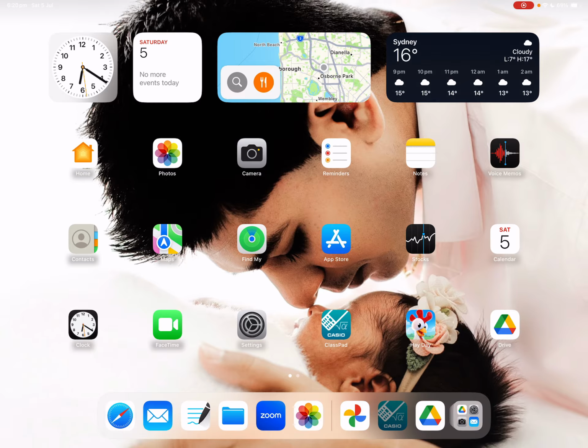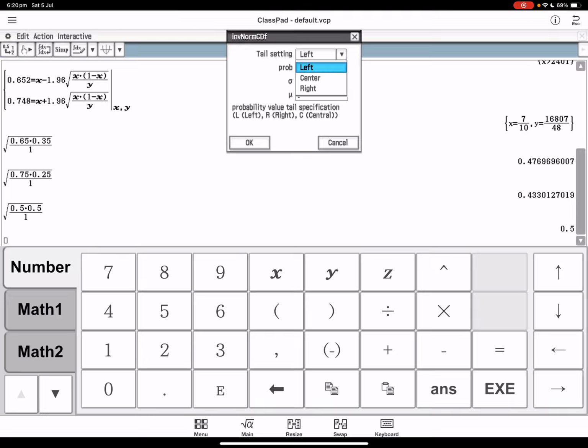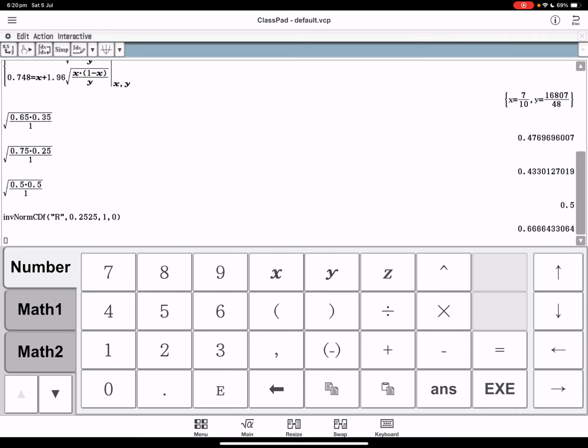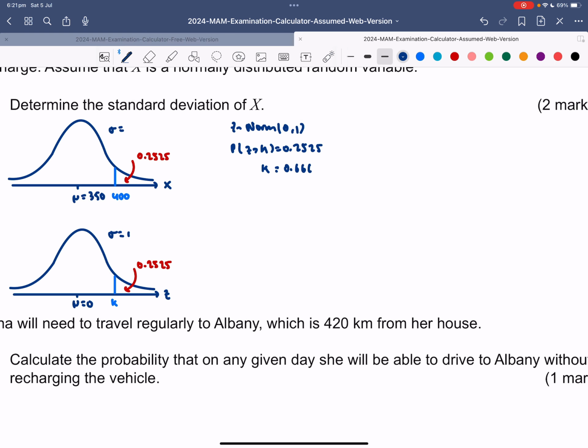Alrighty, so let's see what z-score I get. Interactive, distribution, inverse, and we're going to do inverse norm CDF. Probability is to the right. The probability was 0.2525. Standard deviation 1 and mean 0, because it's z-scores. We get 0.6666.